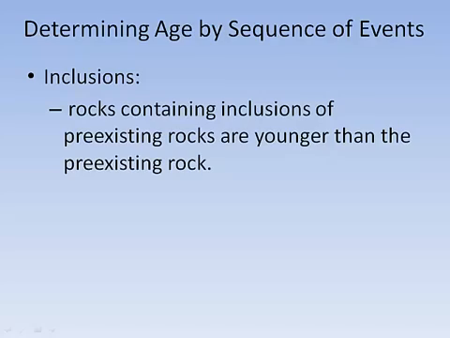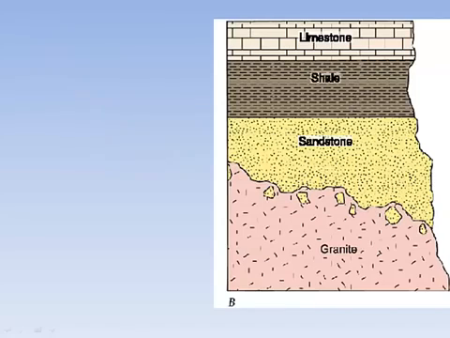Another way we can determine age by sequence of events is by looking at inclusions. Inclusions are pieces of rock that get included in another rock. So rocks that contain pieces of a pre-existing rock are younger than the pre-existing rock. Let's look at this picture. Here we have some sandstone and some granite. Now the question is, which came first? You would think the granite because it's at the bottom of the pile. But if you look carefully, there are pieces of the sandstone inside this granite. For that to happen, the sandstone had to be there first.